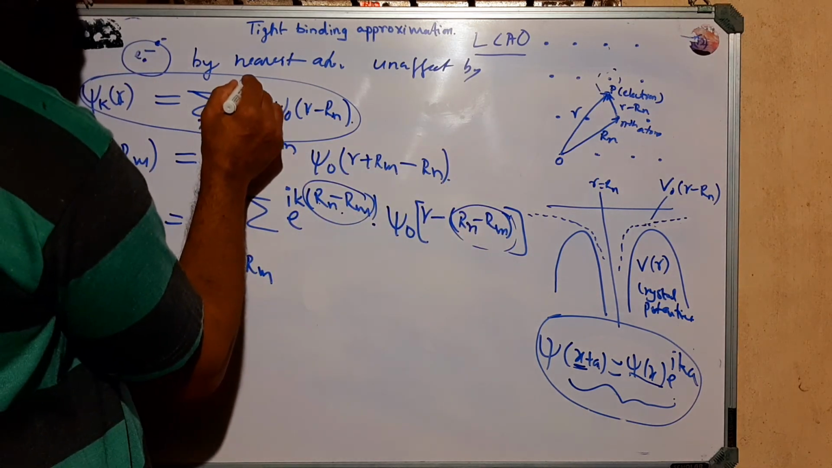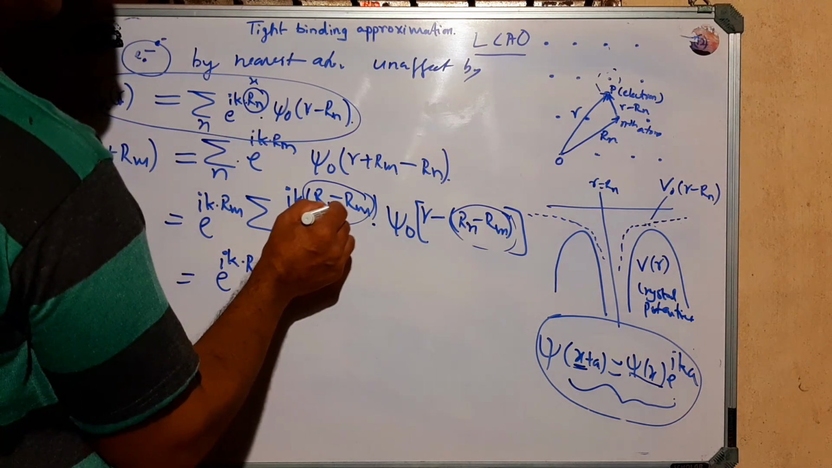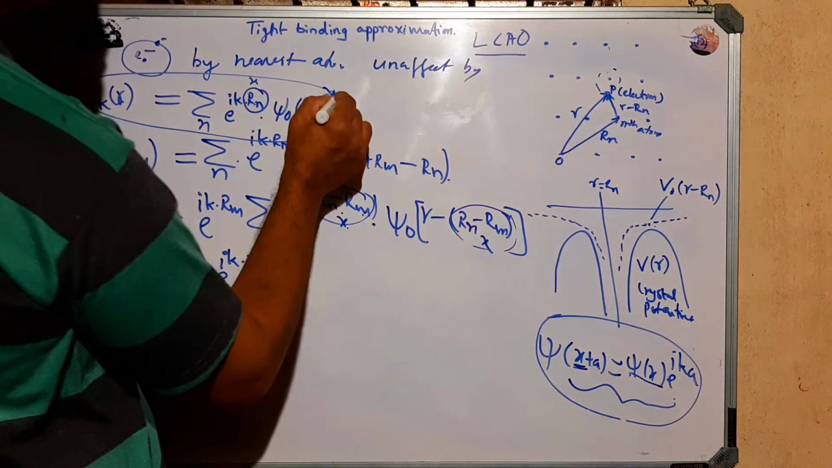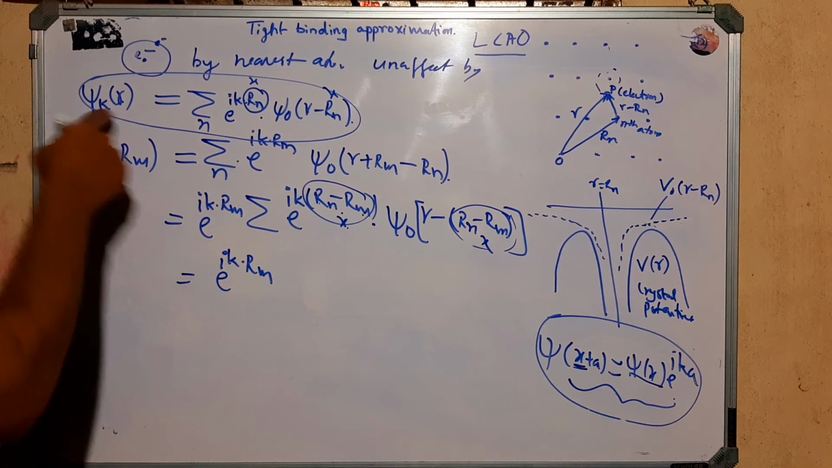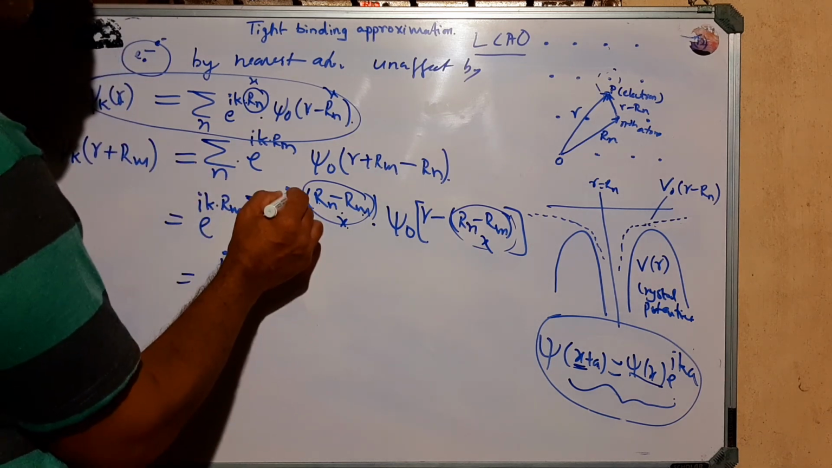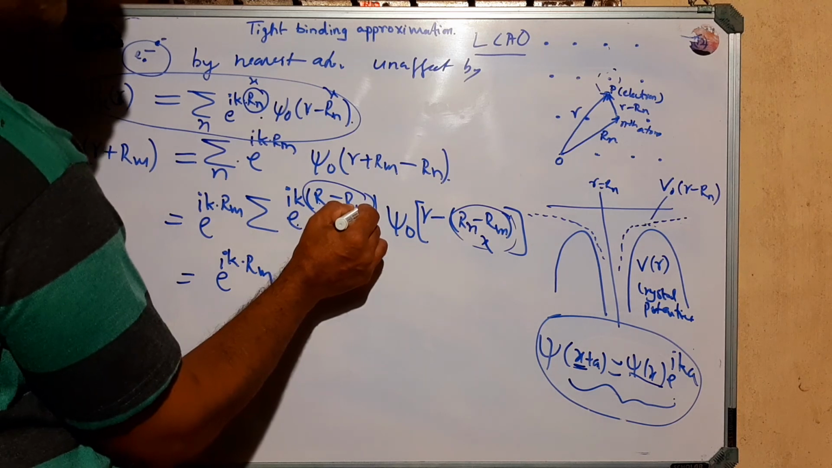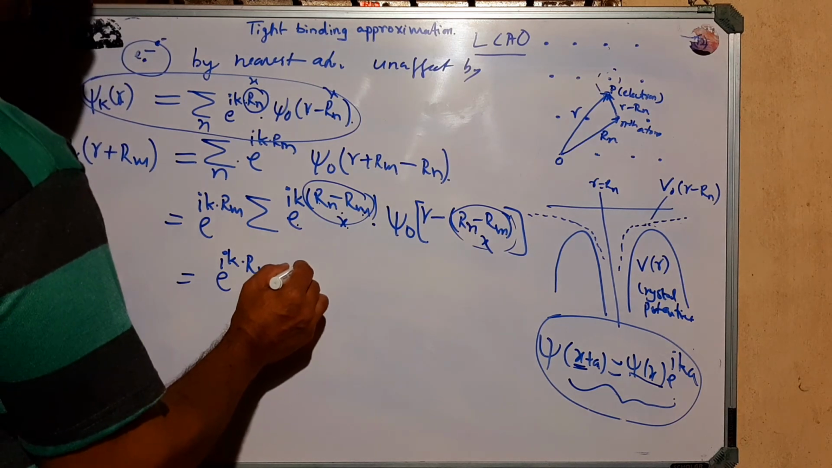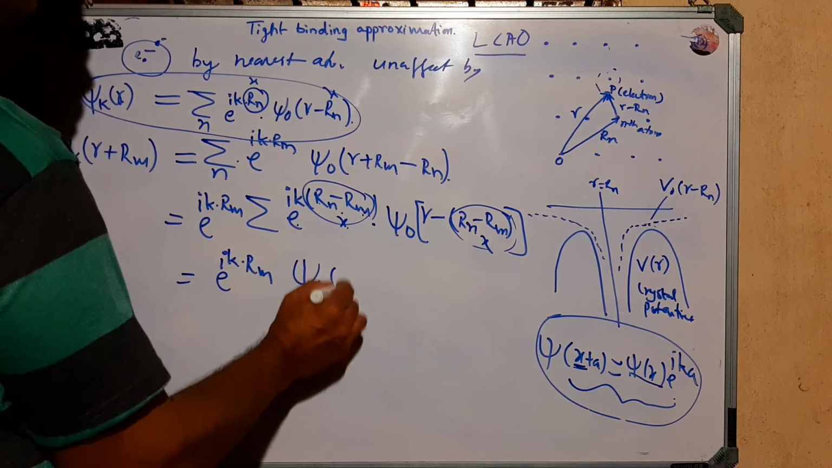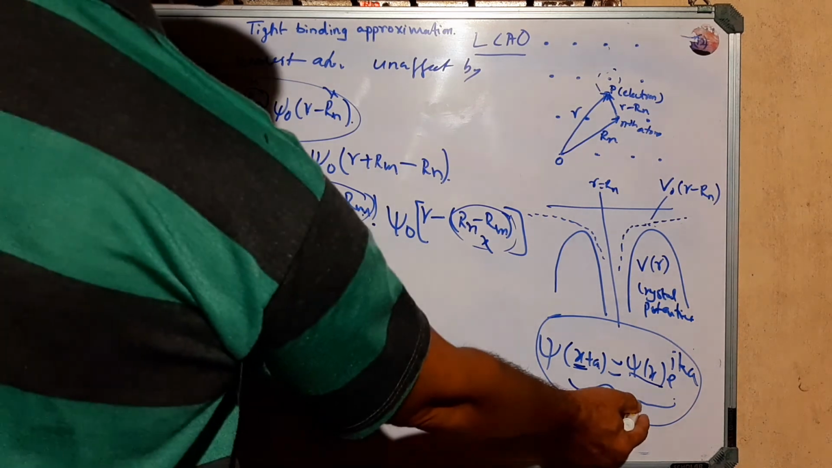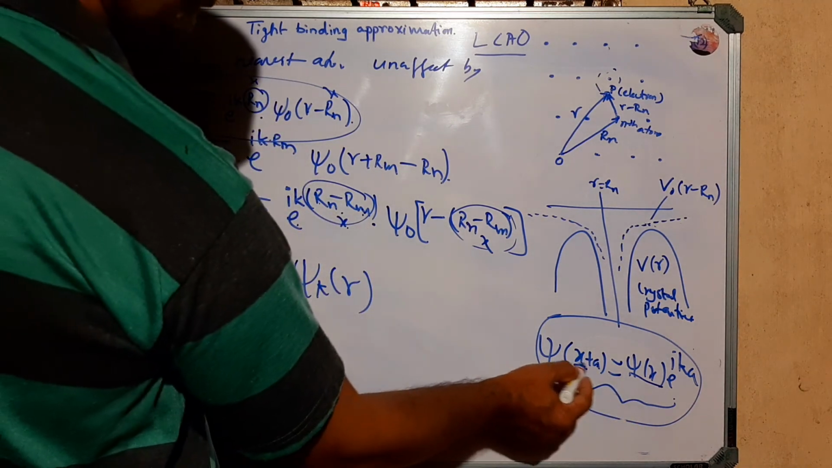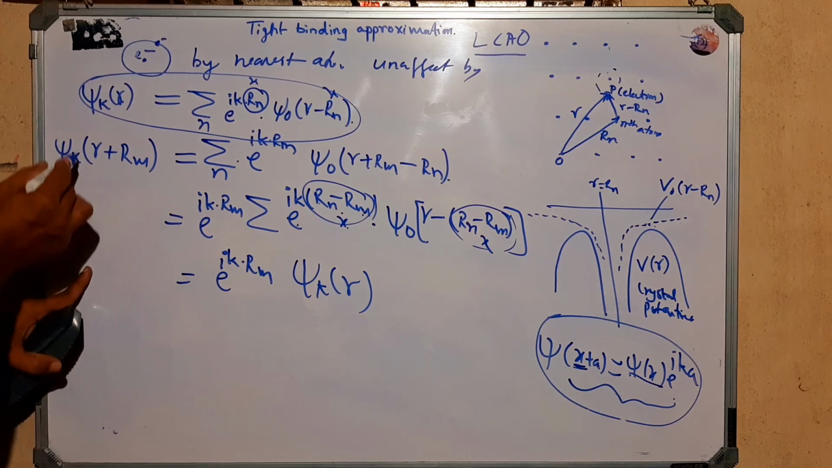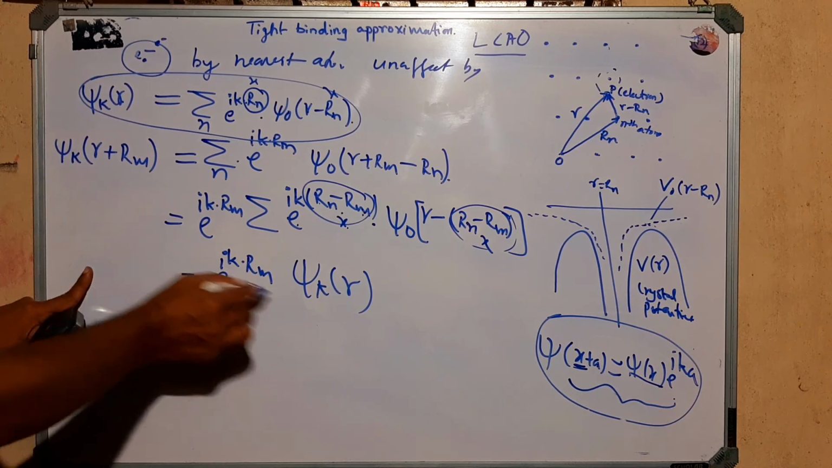If you consider this one as x, in the place of x, what you have? Rn minus rm. That means e to the power ikx, r minus x. What is this? Xi k of r. That means summation e to the power ik rn into xi naught of r minus rn, it is nothing but xi k of r. That is what you have proved in Bloch theorem, right? Xi of x plus a is equal to xi of x into e to the power i k a. So xi k of r plus rm is equal to e to the power i k rm into xi k of r.